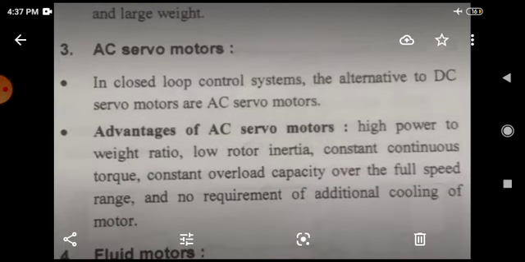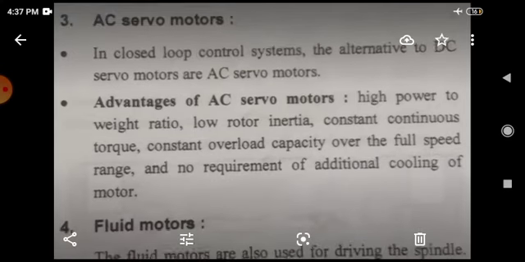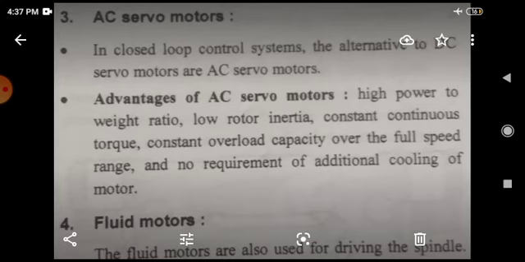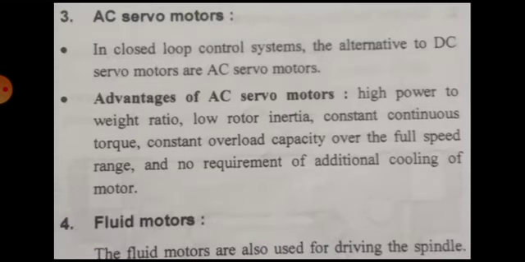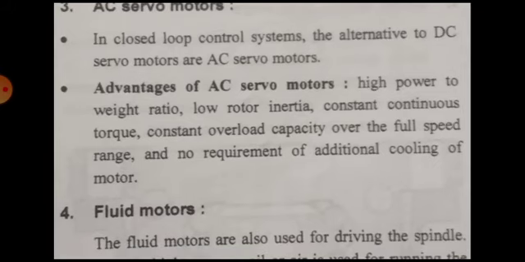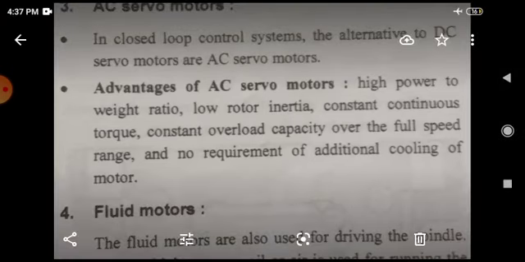Next one is AC servo motor. In a closed loop control system, the alternative to DC servo motor is AC servo motors. Advantages of AC servo motors are high power to weight ratio, low rotor inertia, constant continuous torque, constant overloading capacity over the full speed range, and no requirement of additional cooling of the motor.